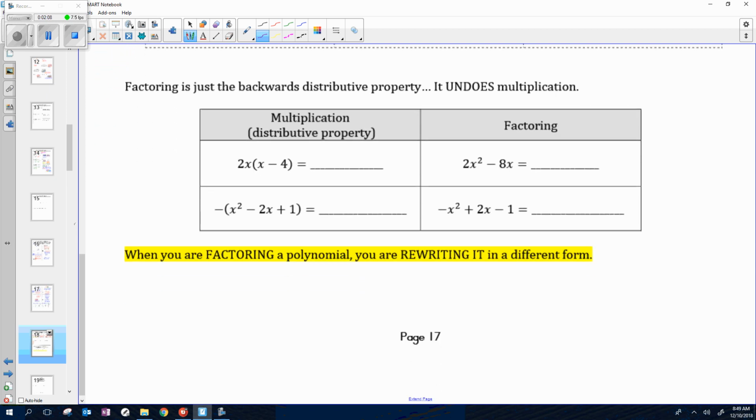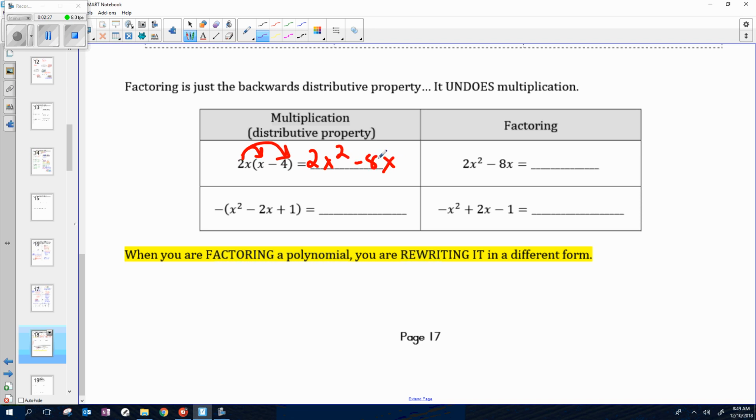Factoring, down at the bottom of the page, is just backwards distributive property. So if we're undoing multiplication, that means we're doing division. So here, if I was to distribute this, that means I have my 2x times the x and my 2x times that minus 4. That gives me a product of 2x squared minus 8x.